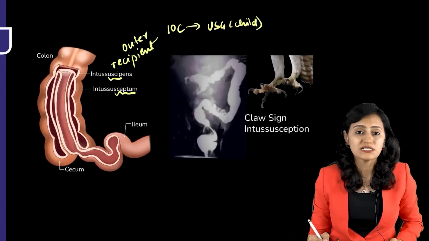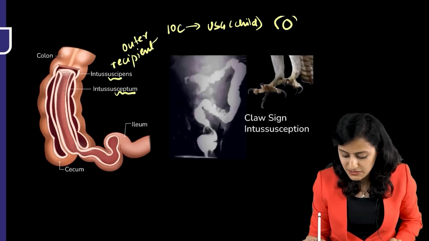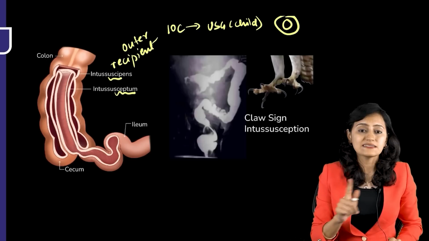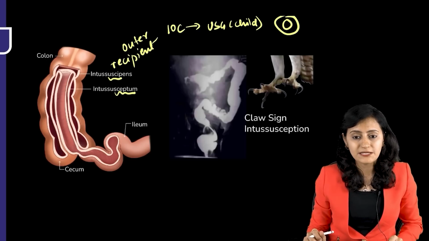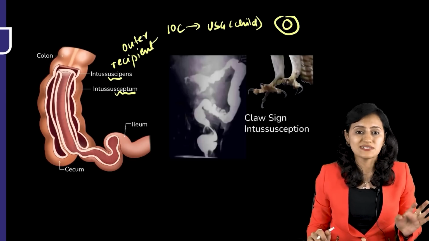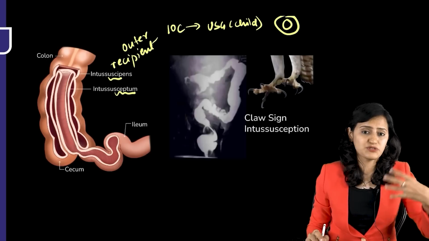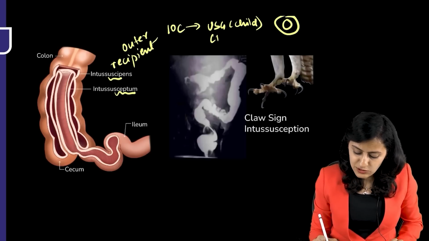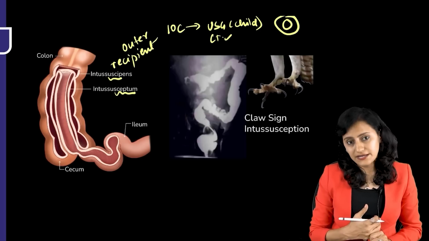No radiation. It helps you identify the bowel within bowel appearance. That is the target sign or the donut sign that we would see on ultrasound. In adults, visualizing that might be difficult, so CT scan can be used in adults.